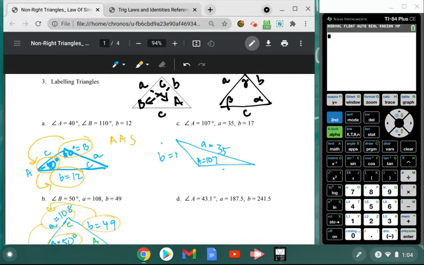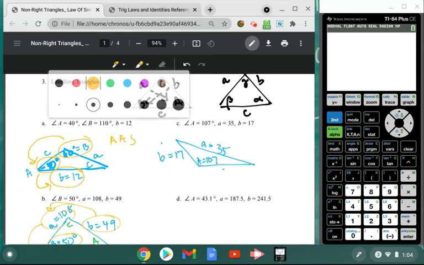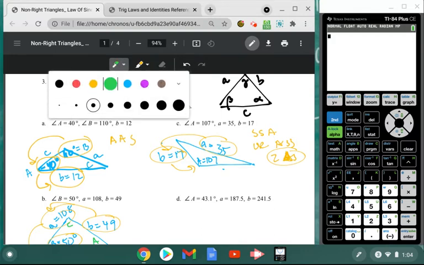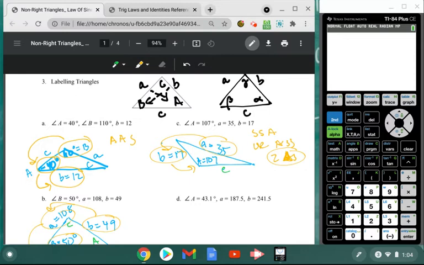So B is 17. So we are given a side, then the next side, and then the next angle. So this again is side angle, or the A word, angle side. So I know that it's got two possible triangles. We are missing, again, side C. So side C and angle C, and we're also missing angle B.